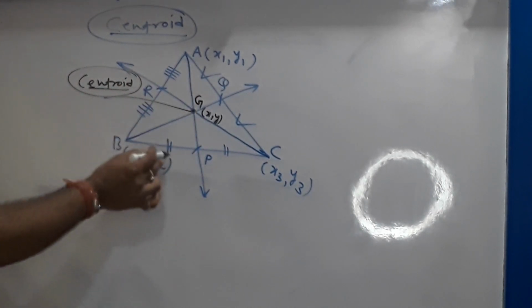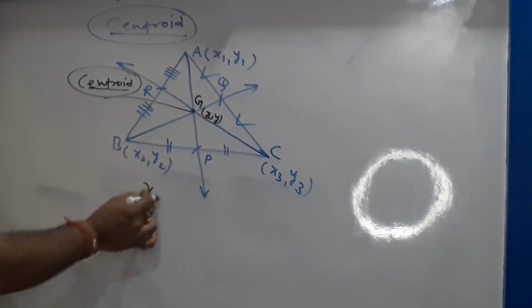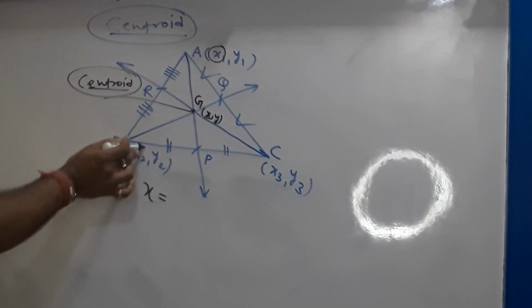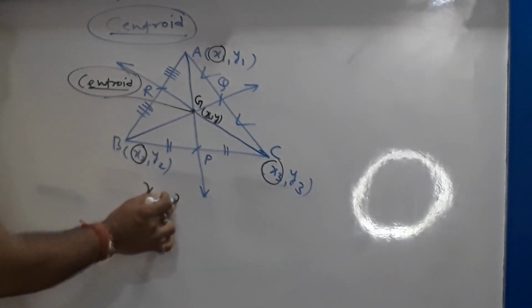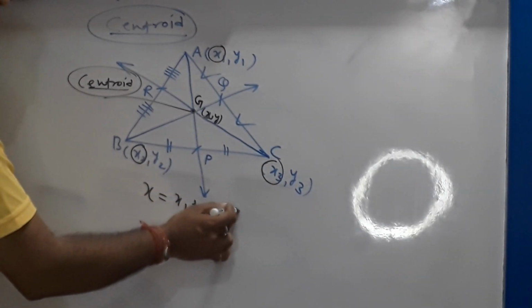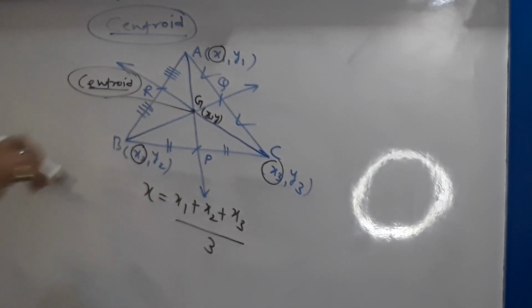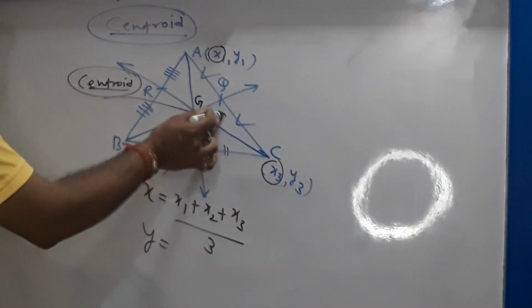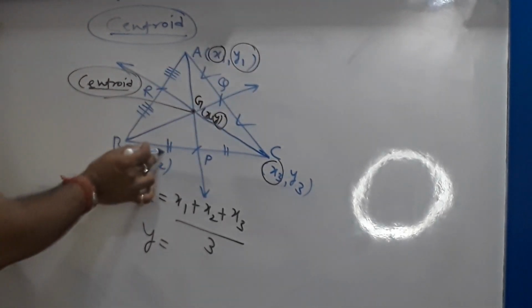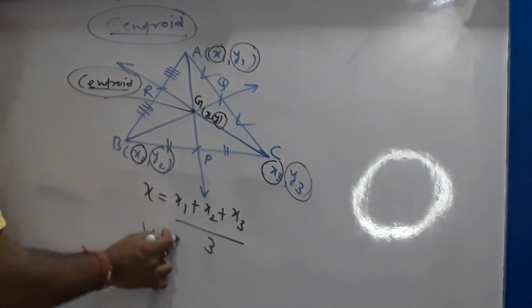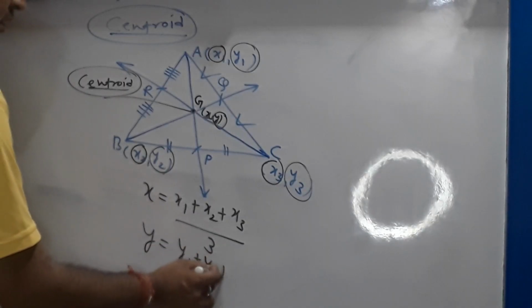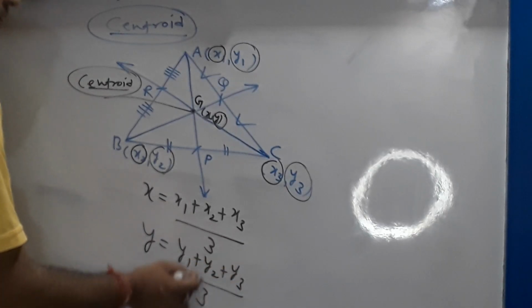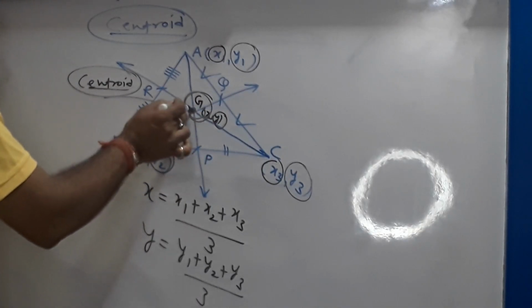So how will we find the coordinates of G? First coordinate x: I will consider the first coordinate of all the 3 vertices. So that is x1 plus x2 plus x3 divided by 3. In the midpoint we divide by 2, x1 plus x2 by 2. In the centroid we divide x1 plus x2 plus x3 by 3. Similarly, to get the y coordinate of G, I will consider the y coordinate of all the 3 points, add them and divide the total by 3. That is y1 plus y2 plus y3 divided by 3. We get the coordinates of the centroid of a triangle.